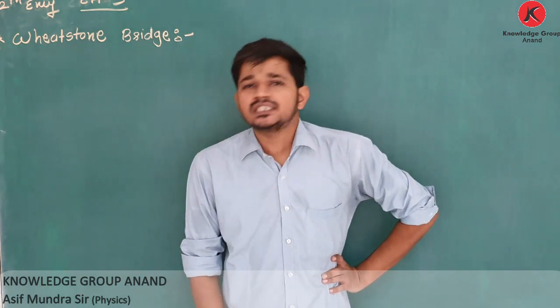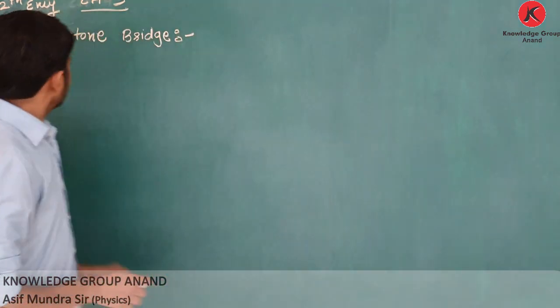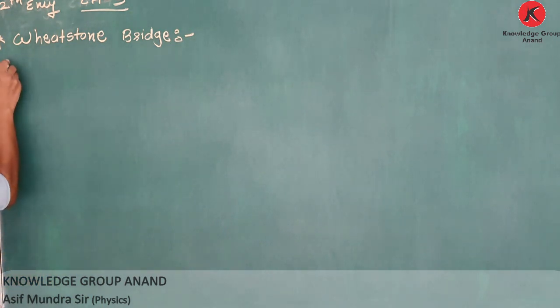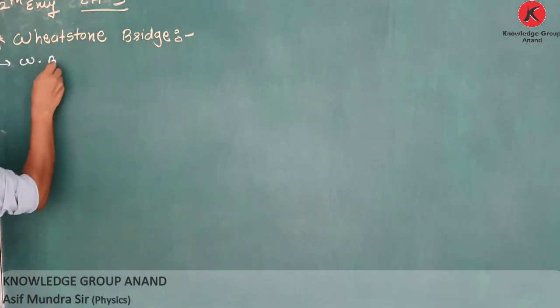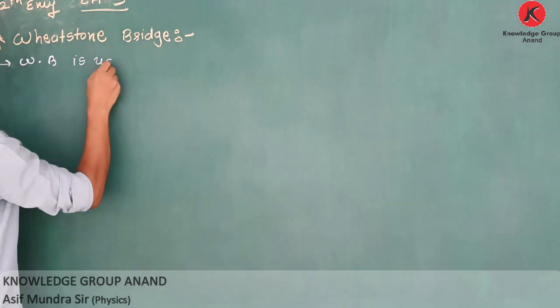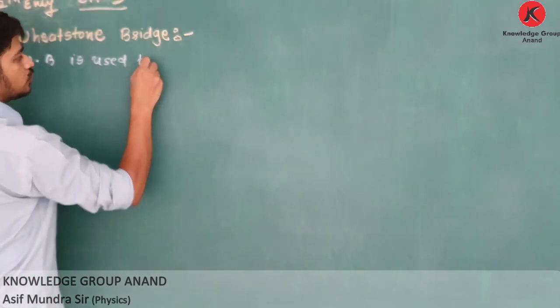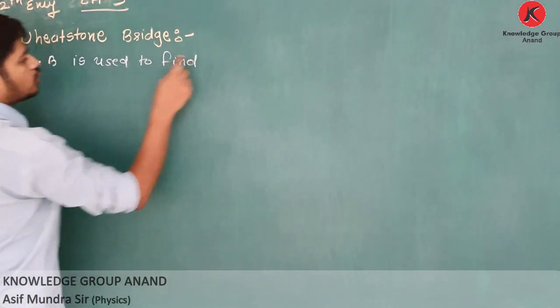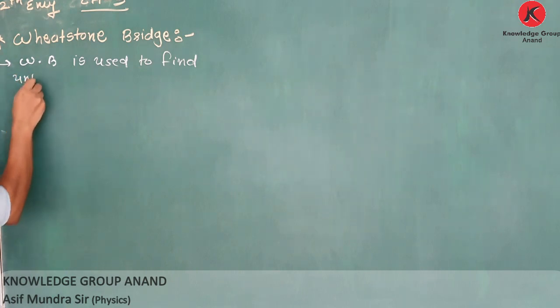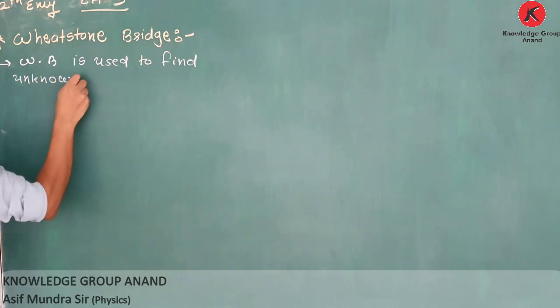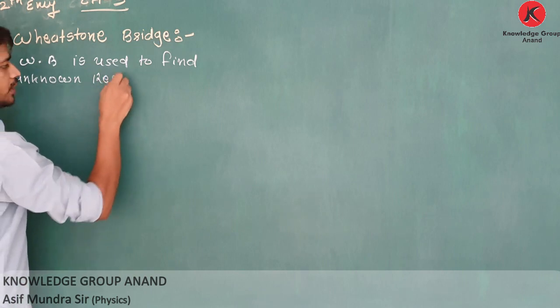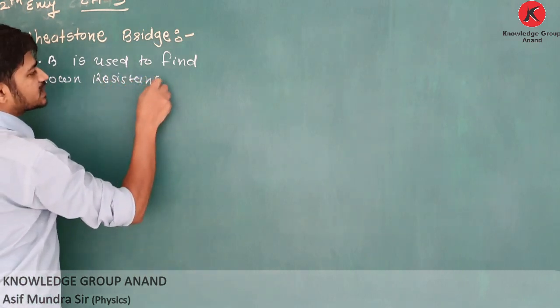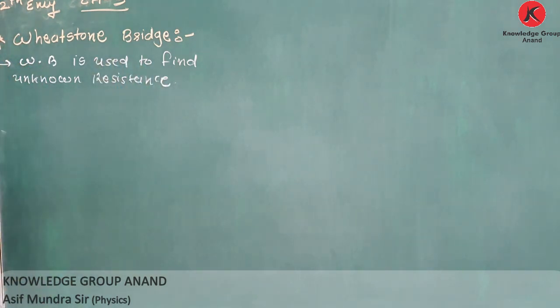Why the Wheatstone Bridge? This circuit is used to find an unknown resistance. Now, what is this Wheatstone Bridge? It is one special case, one special circuit. See how. This Wheatstone Bridge includes a total of 4 resistors.